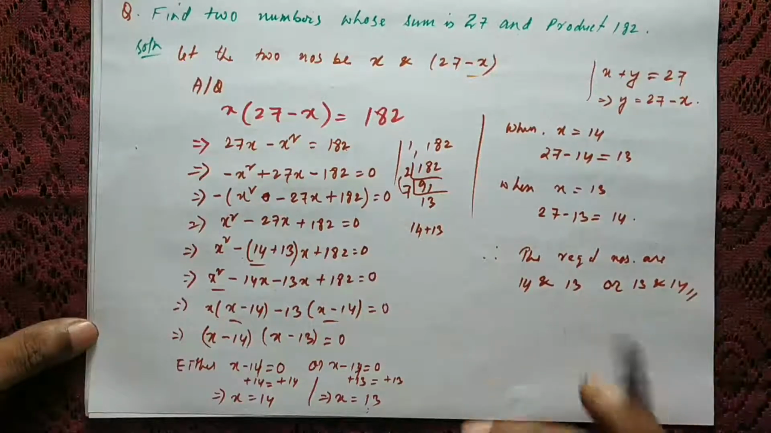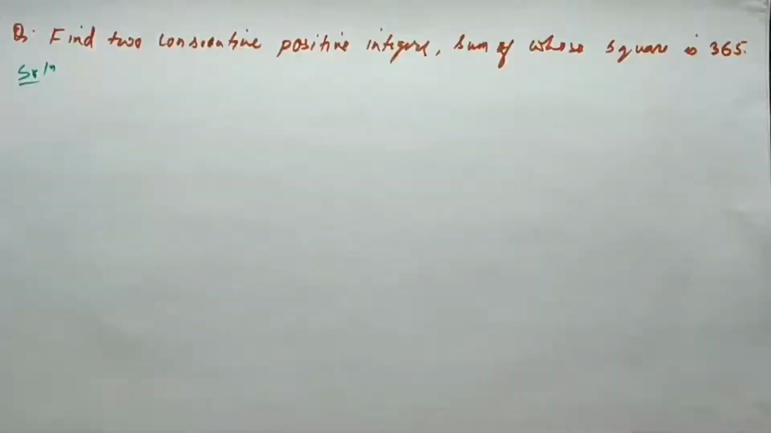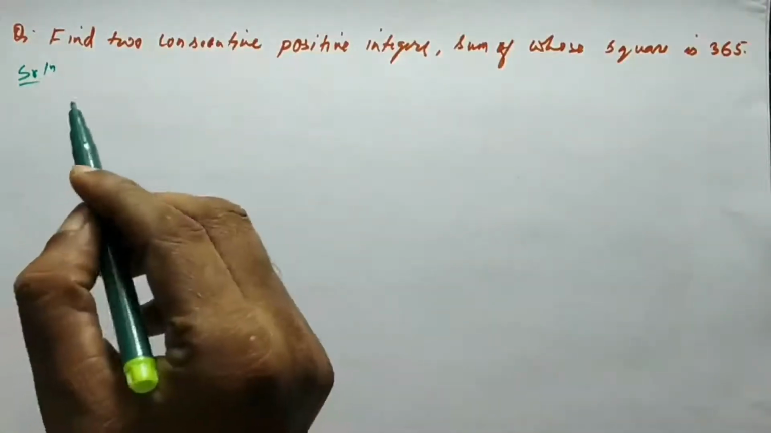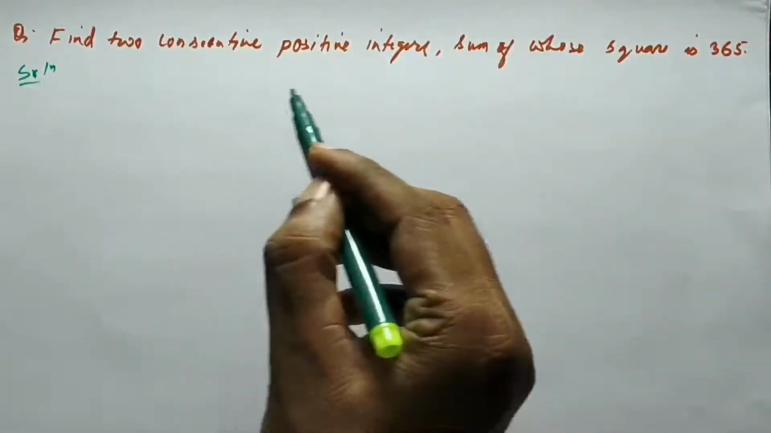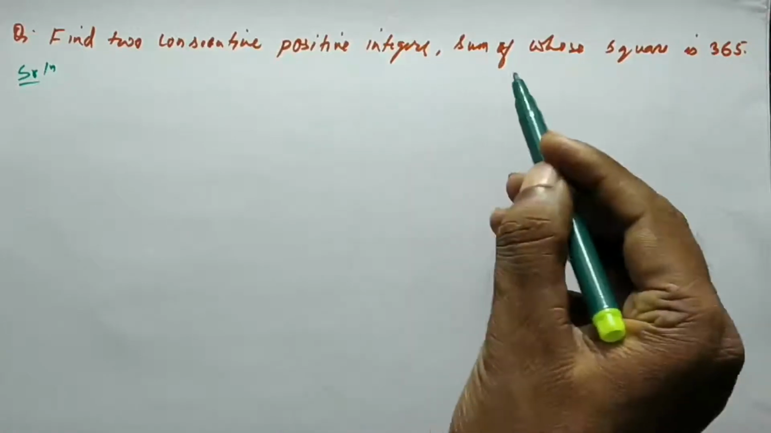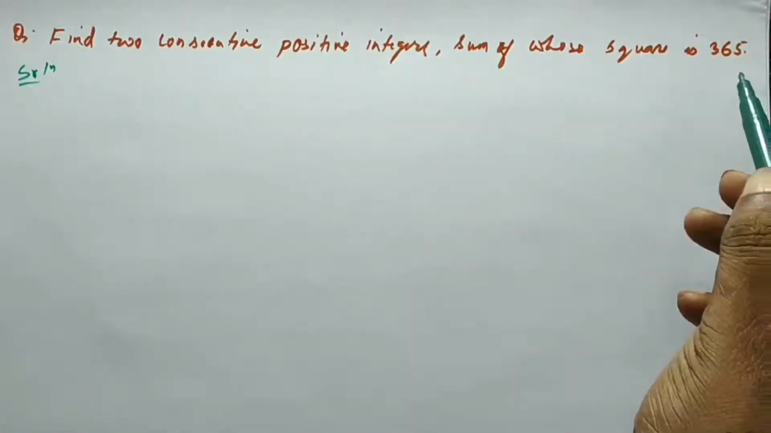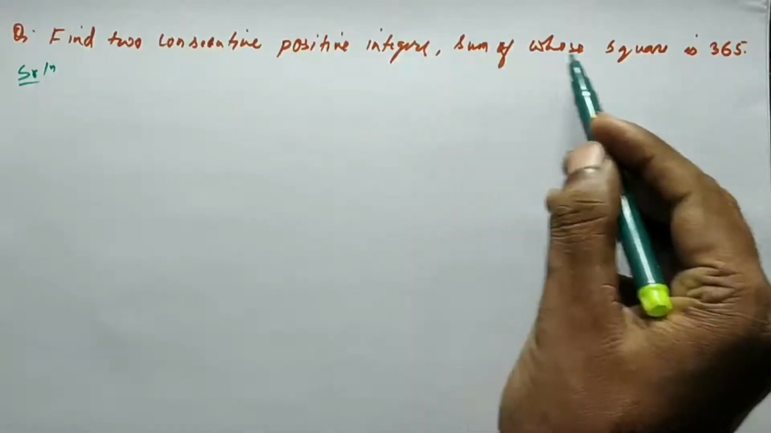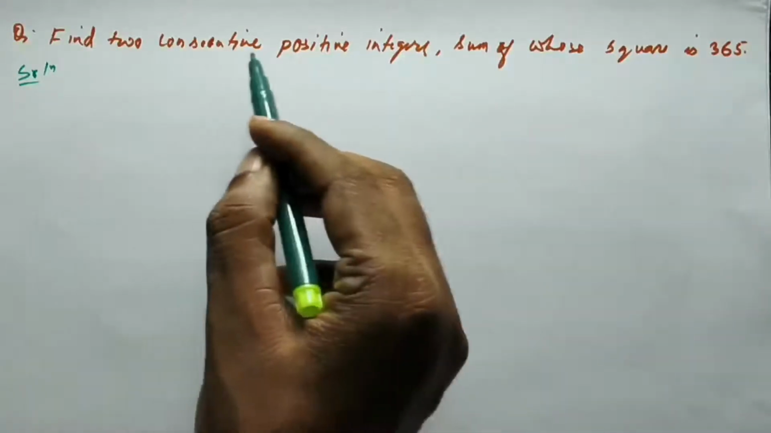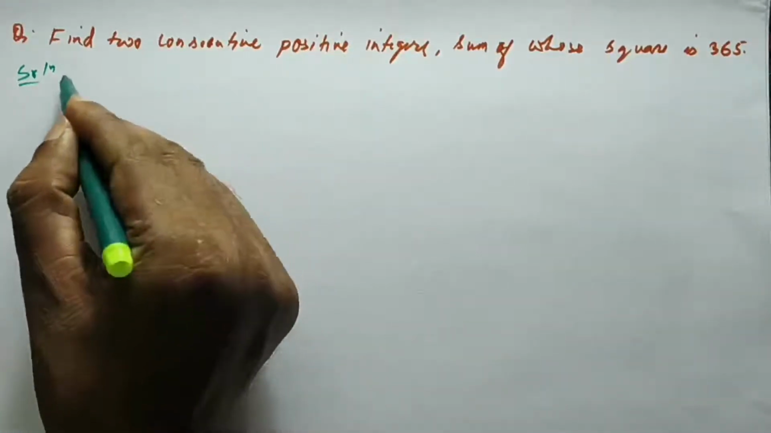This is our answer. Here we have a question. Find two consecutive positive integers, sum of whose square is 365. We shall think about this later. Let us think about this one. So let us start like this.